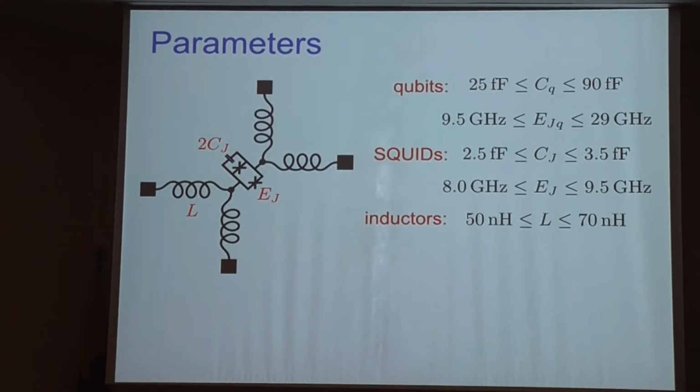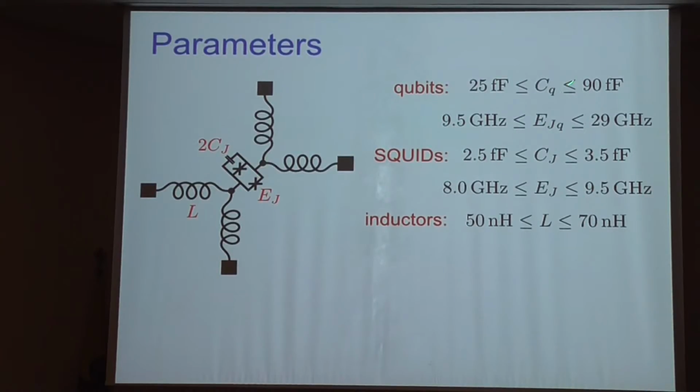And what parameters for capacitances and inductances do you need? For realizing these frequencies, the qubits should have capacitances between 25 and 90 femtofarad, and Josephson energies between, let's say, 10 and 30 gigahertz. For the squids, the capacitances are lower, and the Josephson energy is in the 8 to 10 gigahertz range.